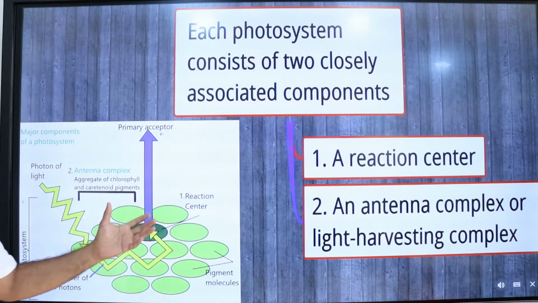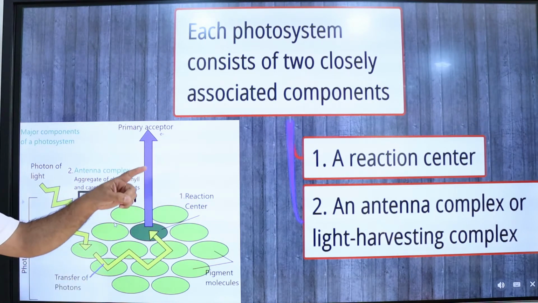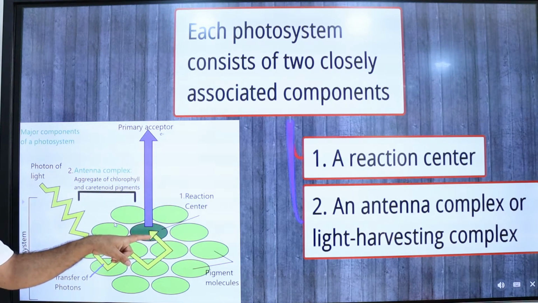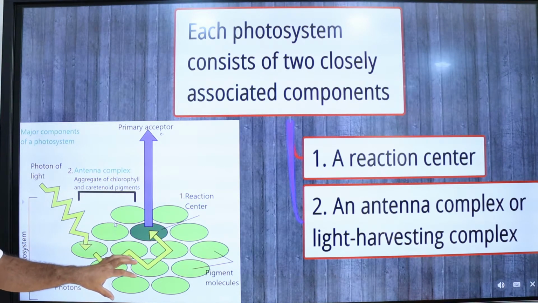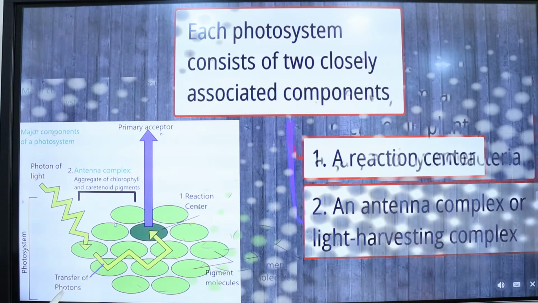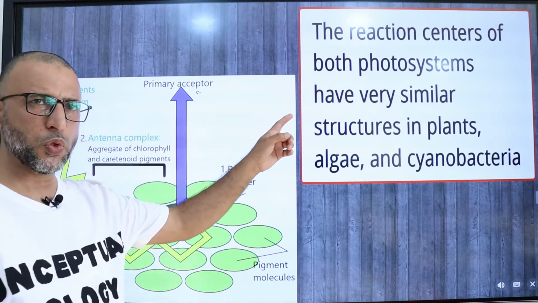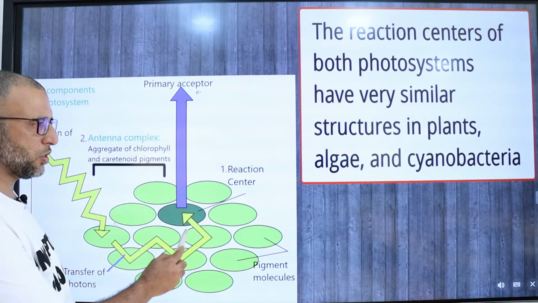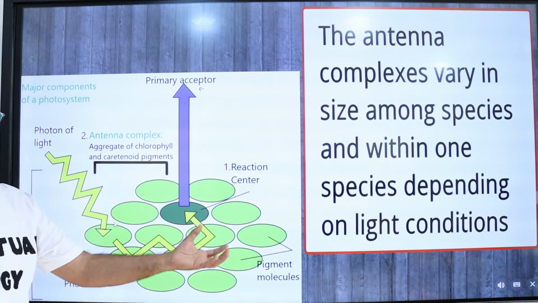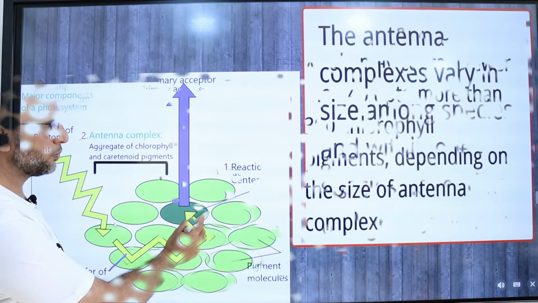Each photosystem consists of two closely associated components. Number 1 is known as reaction center that has chlorophyll A molecule, and second is the antenna complex that is also known as light harvesting complex. Reaction centers of photosystem 1 and photosystem 2 are similar in structure in plants, algae and cyanobacteria. The antenna complexes differ in size among species and even within the species depending on light conditions.